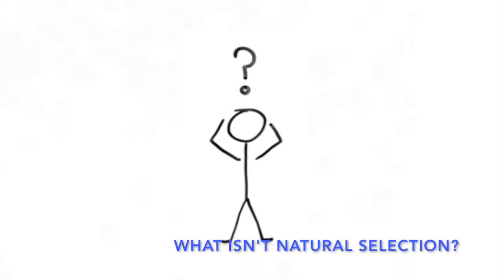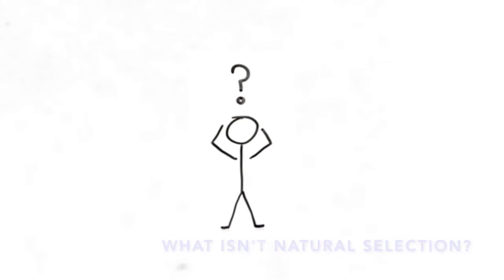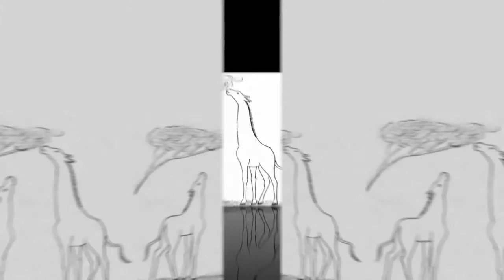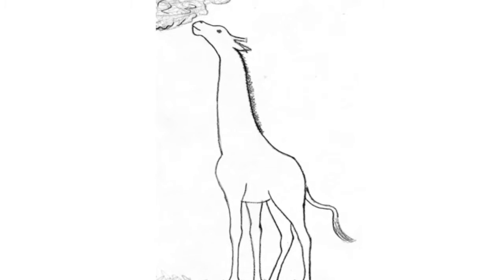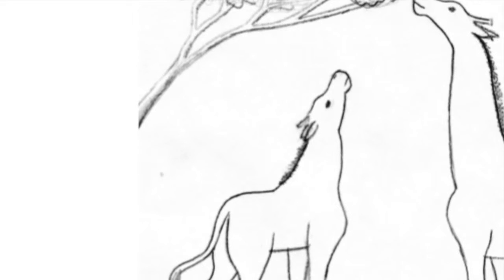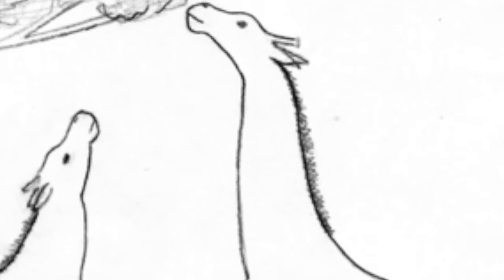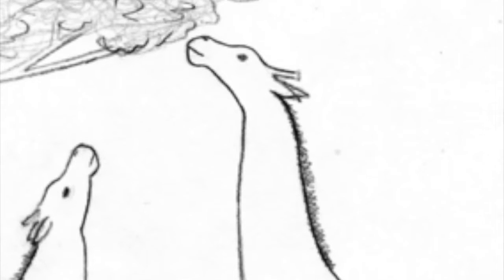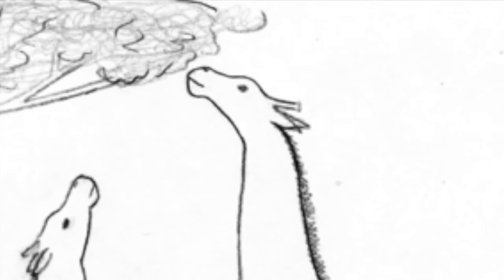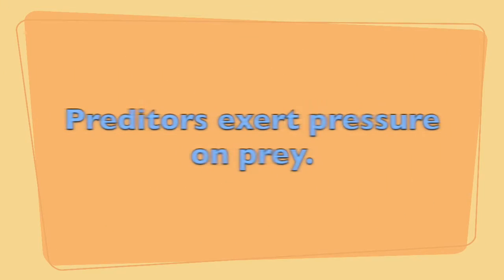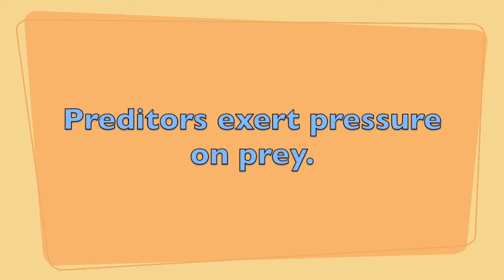So we talked about what natural selection is, but what is it not? Natural selection acts on a population, not an individual. So natural selection is not a giraffe growing their neck to reach taller leaves. It is giraffes with mutations for longer necks eating more and therefore surviving longer in order to reproduce more and pass along their long neck genes.